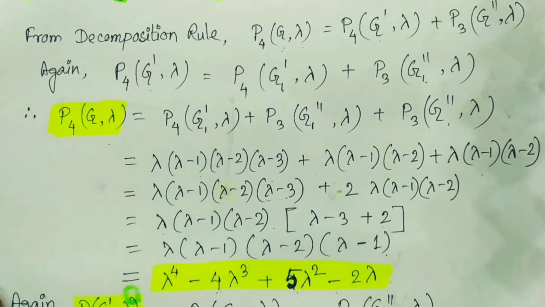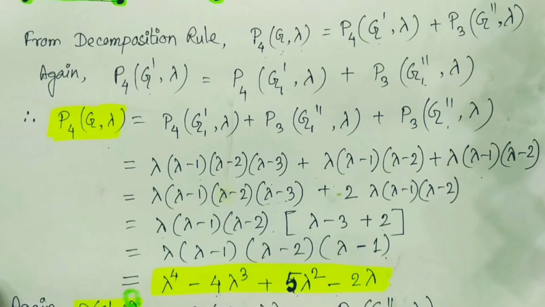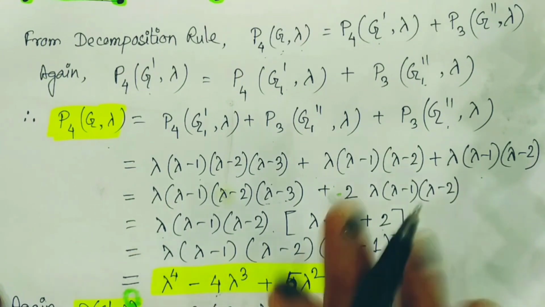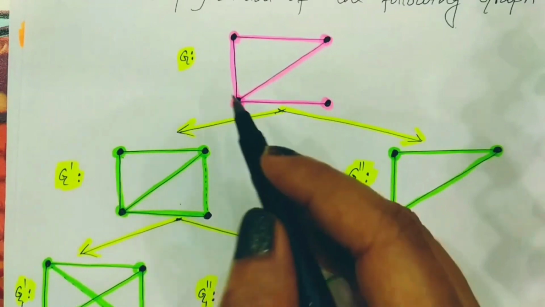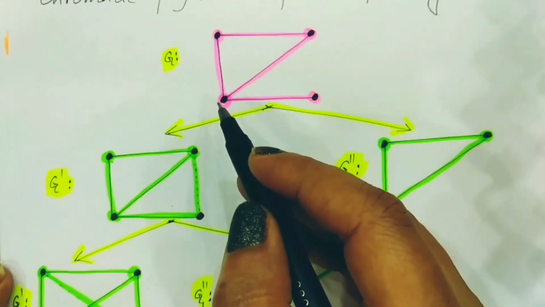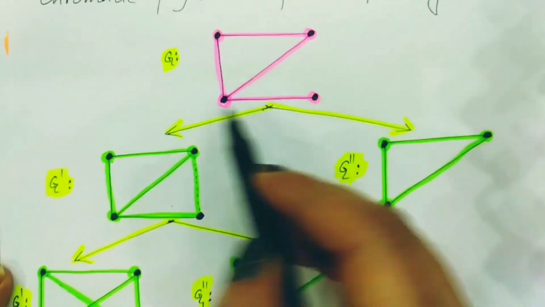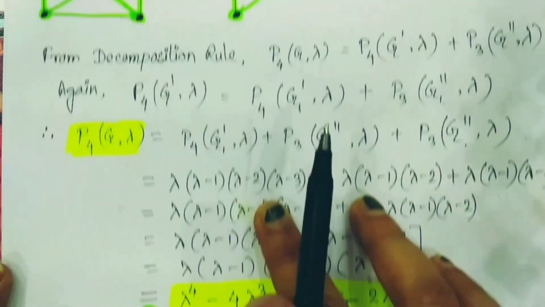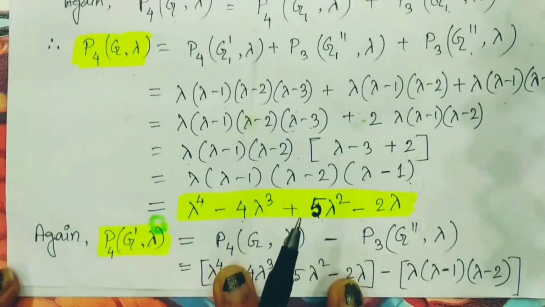We can verify whether this is the chromatic polynomial or not. We know that this digit will verify how many edges are given in the graph. So here it is 4. In our given graph, let us count how many edges are given. So it is 1, 2, 3 and 4. So it is true. So this one is the chromatic polynomial.